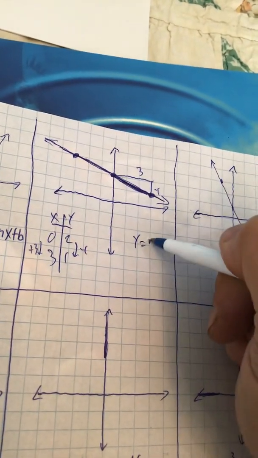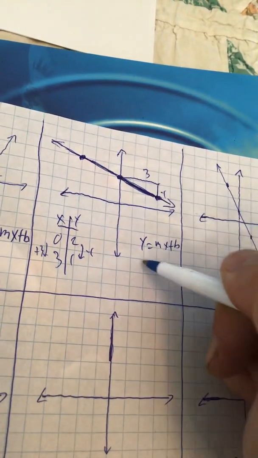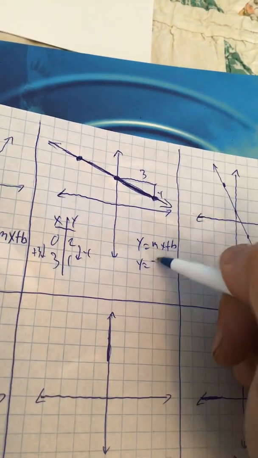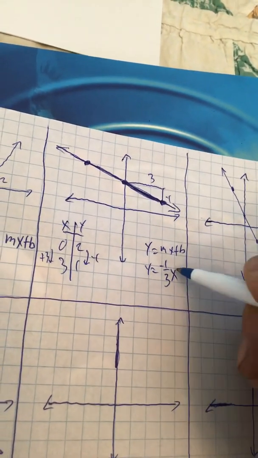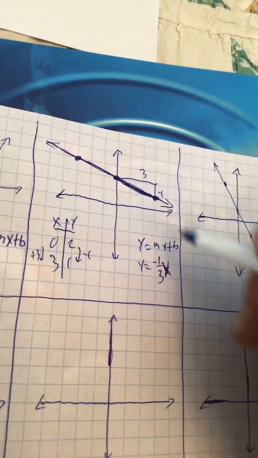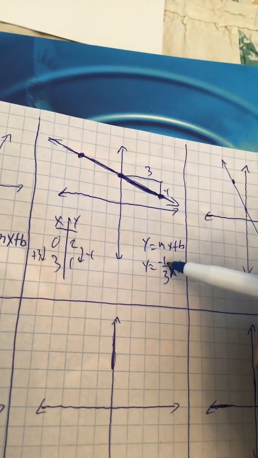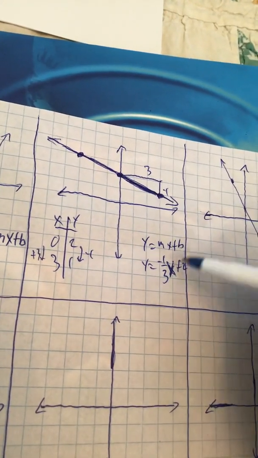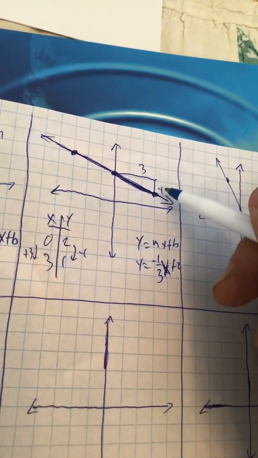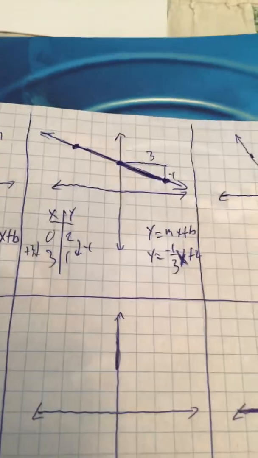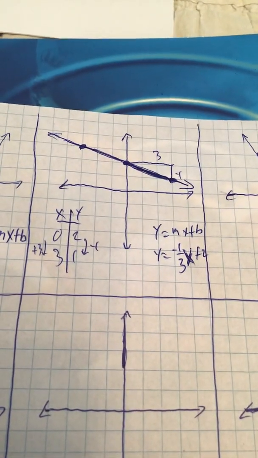So y equals mx plus b. So y equals -1/3 x. It looks like it's +2. You're starting off at 2, and you're spending $1 every 3 hours. You're starting off with 2 and you're spending $1 every 3 hours. That make sense? So here, you give this one a try.